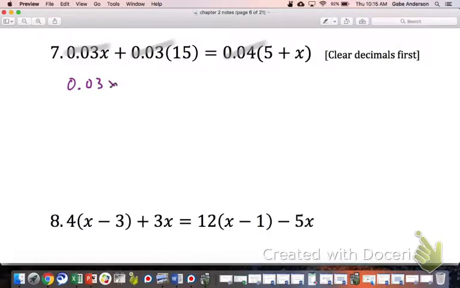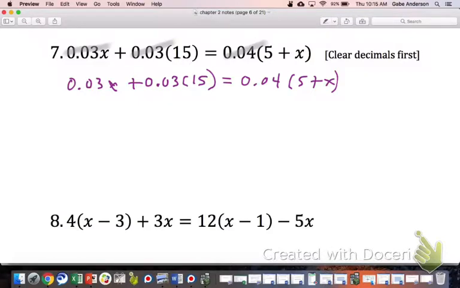0.03x plus 0.03 times 15 equals 0.04, parentheses 5 plus x. So here's how this works. I want you guys to count up the number of decimal place values in each term. So for example, in the first term, there are 2 decimal place values, right? 0.03. There's 2 of them. How many in the second term? And in the third term?